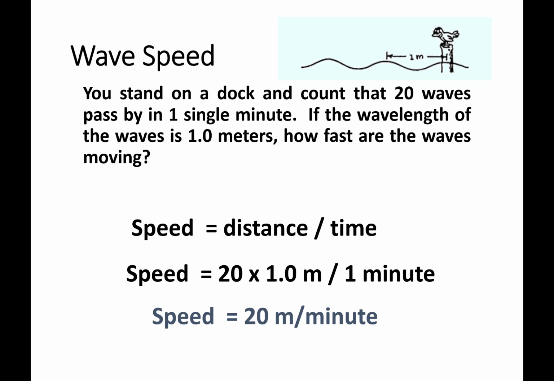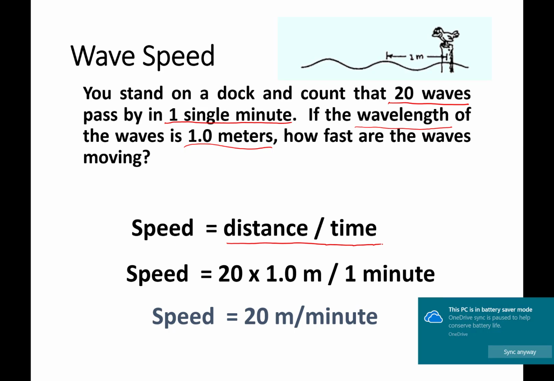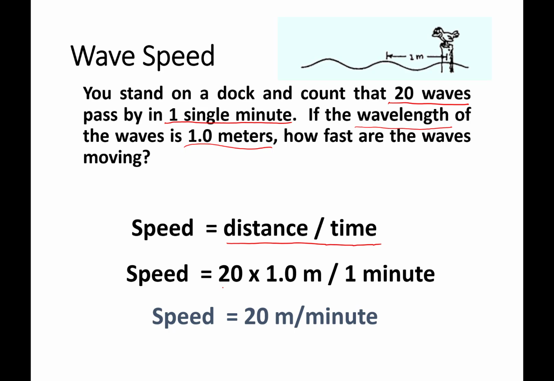Waves also travel at a particular speed, which we can measure. So, let's say we stand on a dock and count that 20 waves pass by in 1 minute. If the wavelength of the waves is 1 meter, how fast are the waves going? Well, since waves are traveling at a constant speed, we can just use speed as distance over time. The total length of waves that passes is 20 times 1 meter, 20 meters, and it takes 1 minute. So our wave speed is just 20 meters per minute.